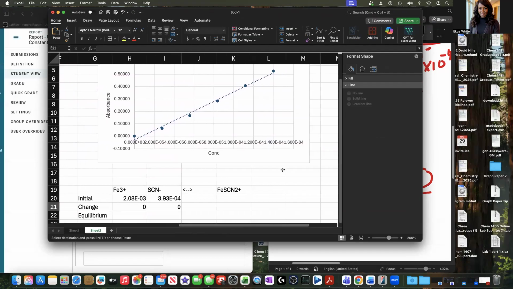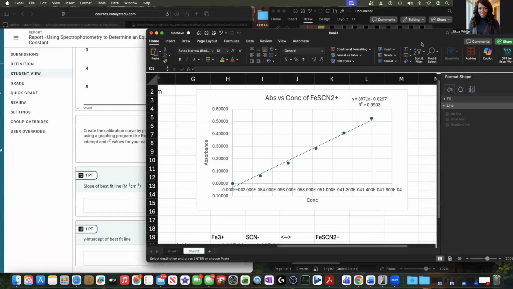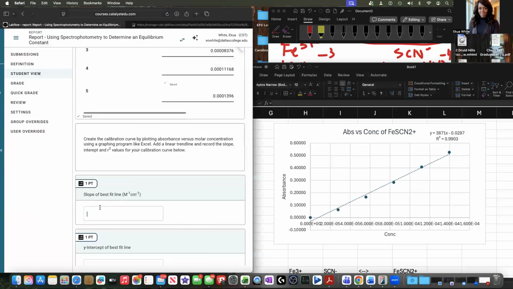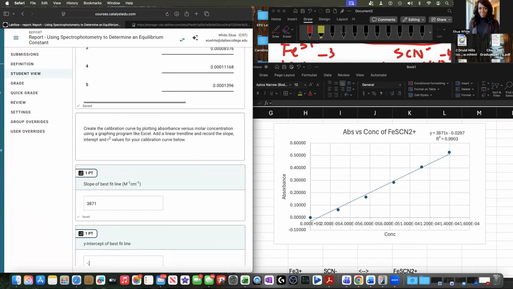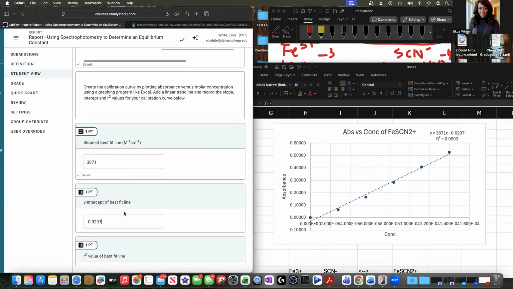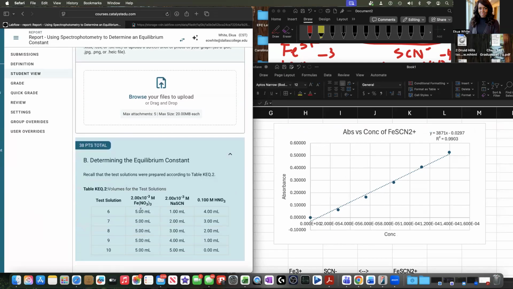So from the graph, what is our slope? Our slope is 3871. So I'm going to write here 3871. Okay. And then the y-intercept is negative 0.0297. Based on what I have here, our r squared is 0.9903. Okay, not bad.